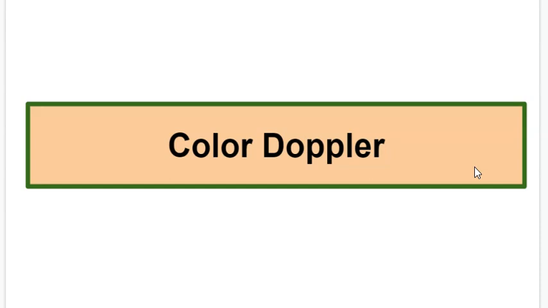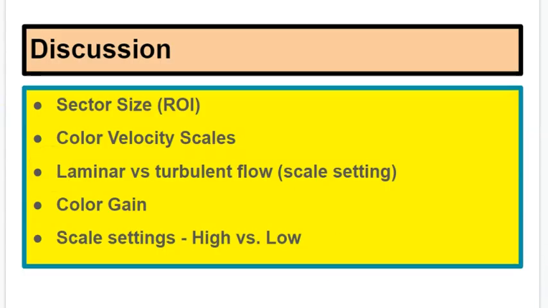So, color Doppler. Our discussion began today. We talked a little about sector size, the region of interest of our color Doppler box, and how that can change our frame rate based on sector size, depth, and all of that. Talked a little bit about the color velocity scale, laminar versus turbulent flow when it aliases, and setting this scale.